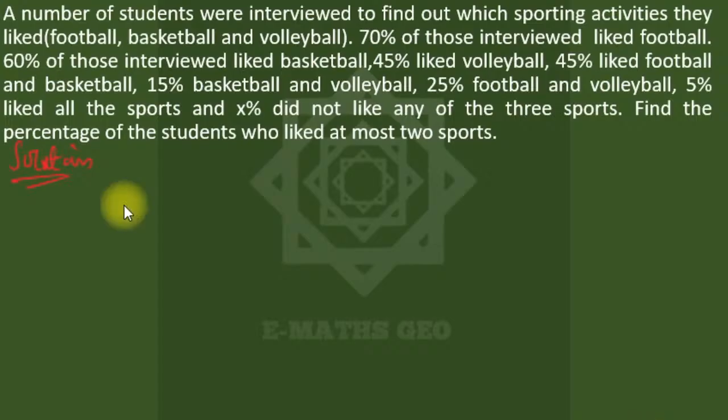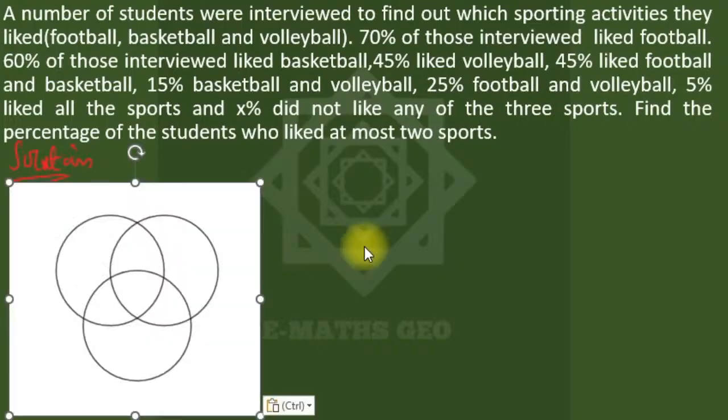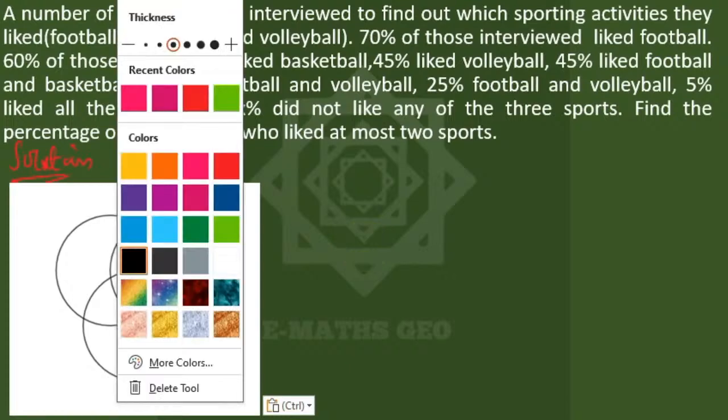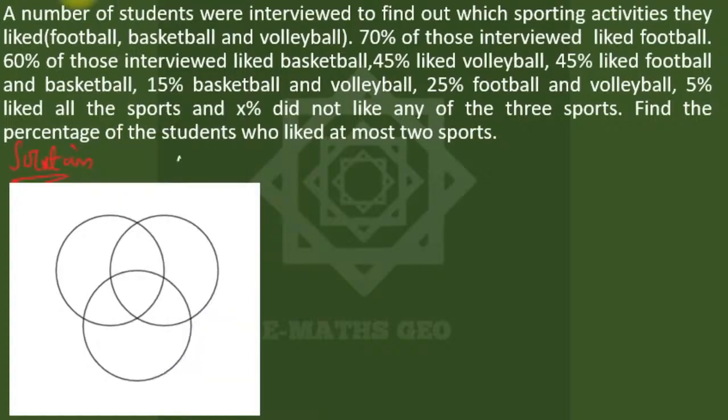Okay, they say a number of students were interviewed to find out which sporting activity they like. That's among football, basketball, and volleyball. 70% liked football, 60 basketball, 45 volleyball. 45 like both basketball and football, 15 basketball and volleyball. So let's just draw a Venn diagram. We'll start adding up things. So this is the Venn diagram. And since we are dealing with percents, let the total be 100. So the universal set, let it be 100%.